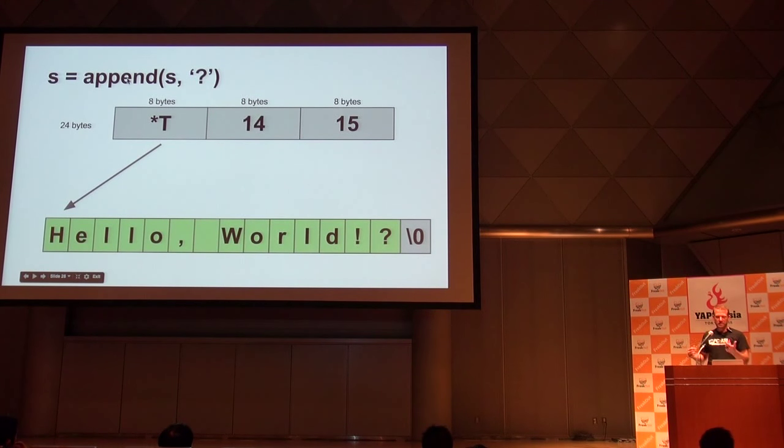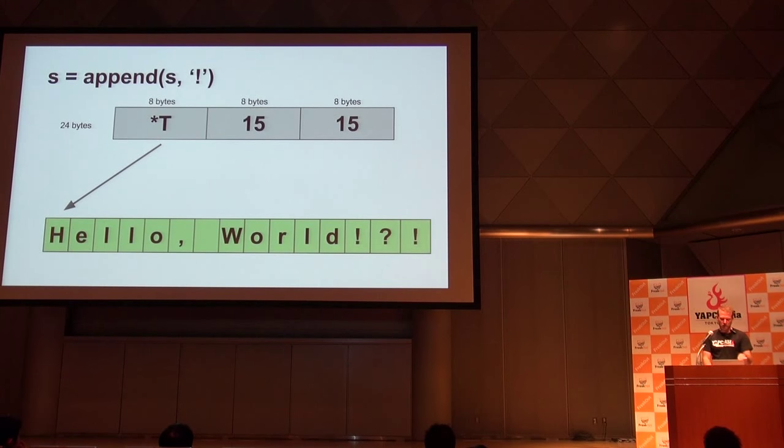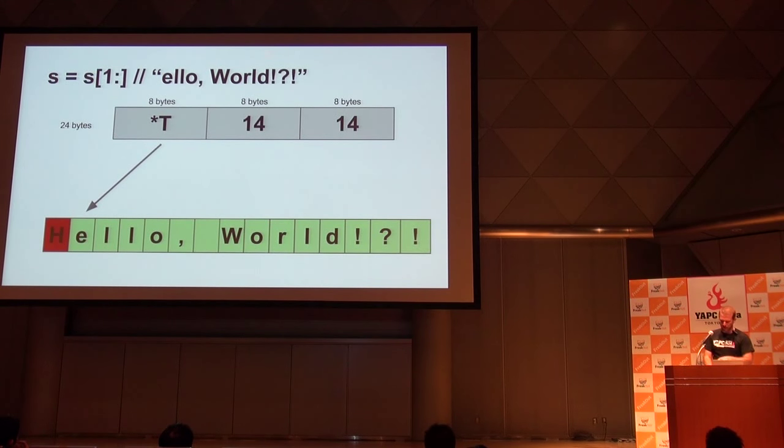So append takes a slice and adds other elements to the slice, and it uses the underlying array. It uses the existing memory if there's space for it. Otherwise, so it could do one more append, and now the length and the capacity are the same. And now if we try to append something else to it, so here I'm slicing back further, I'm taking a byte off. So now that H is no longer reachable.